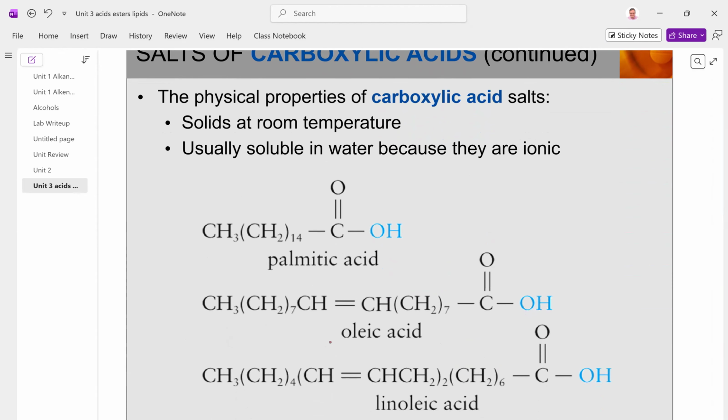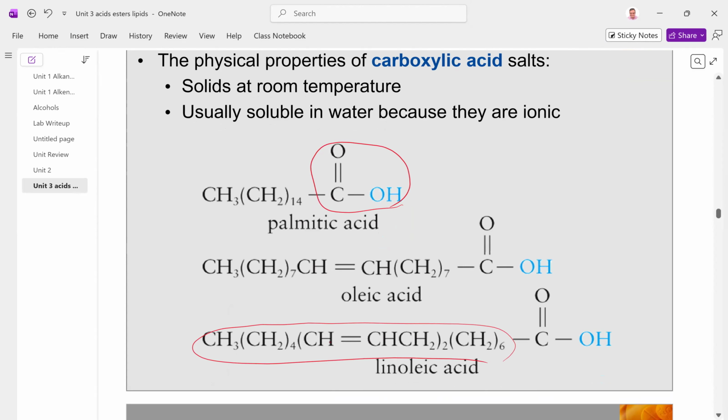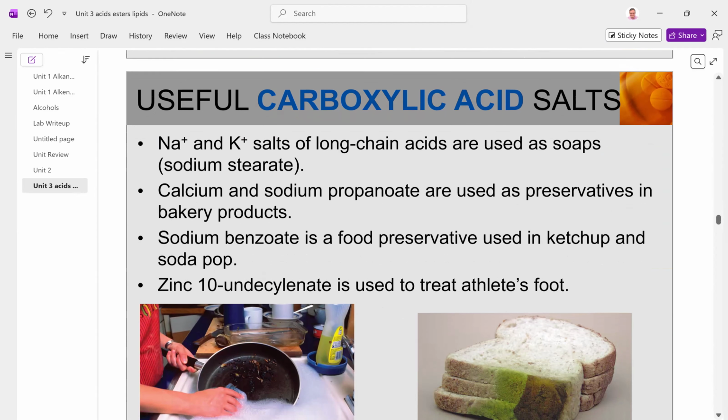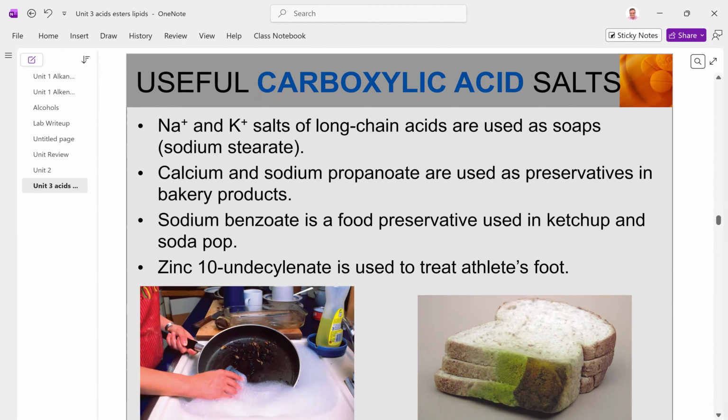Okay, because of this group being extremely polar, they're soluble in water, unless this gets super long, then they are not soluble in water. C6 is the dividing line. Okay, the sodium, potassium salts of long-chain fatty acids are used as soaps.